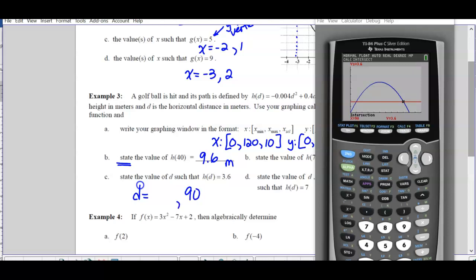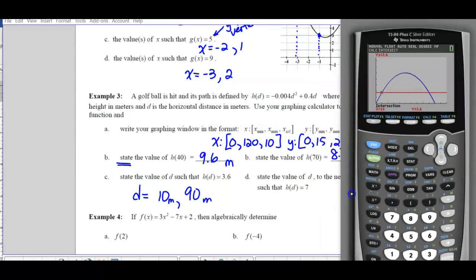Now, to get the other one, you have to be closer to it. So you can go second trace, intersect again, but if you just go from there, it's always going to give you the same one. So now cursor to the left with your arrow keys till you're closer to the other one. So you got to get over the maximum there, and back on the other side. Now go enter, enter, enter, and it's x equals 10, which is your distance equals 10. And those are meters as well.